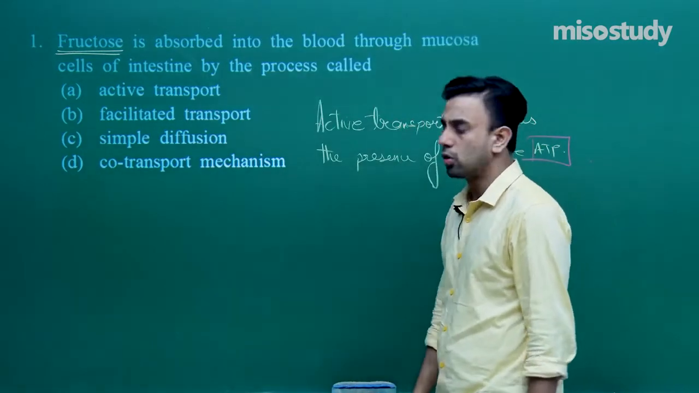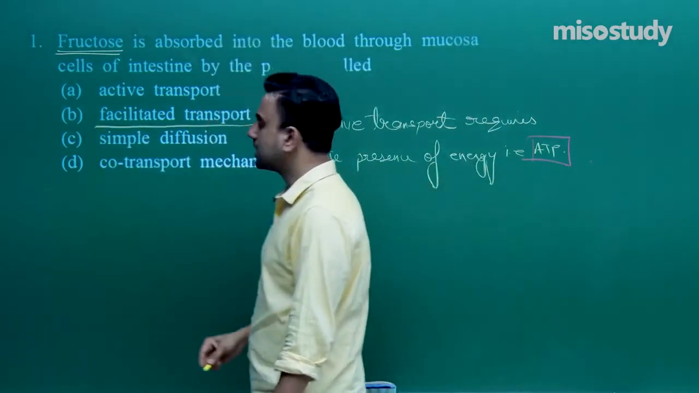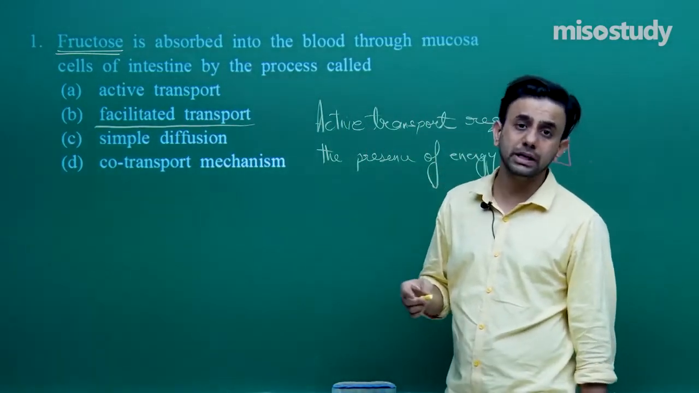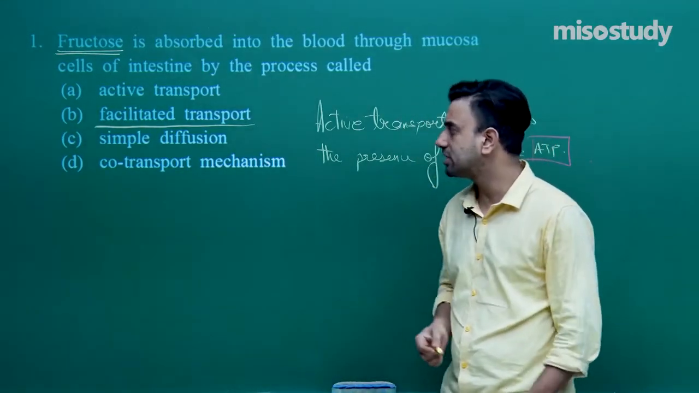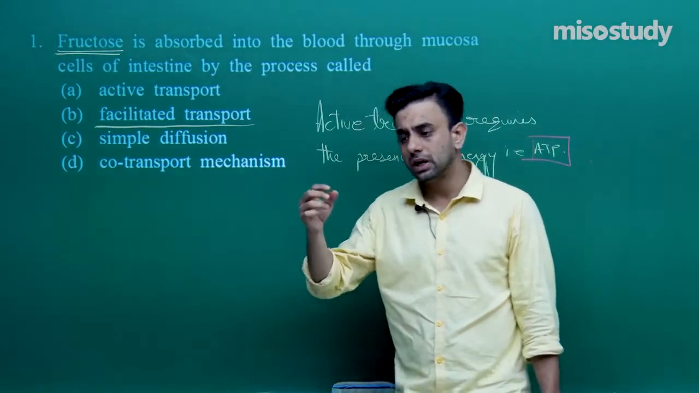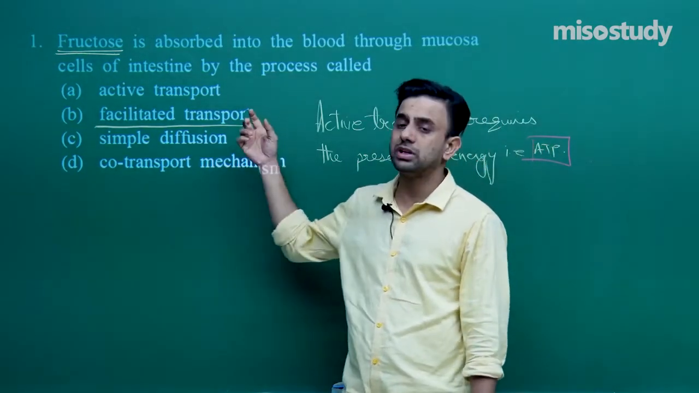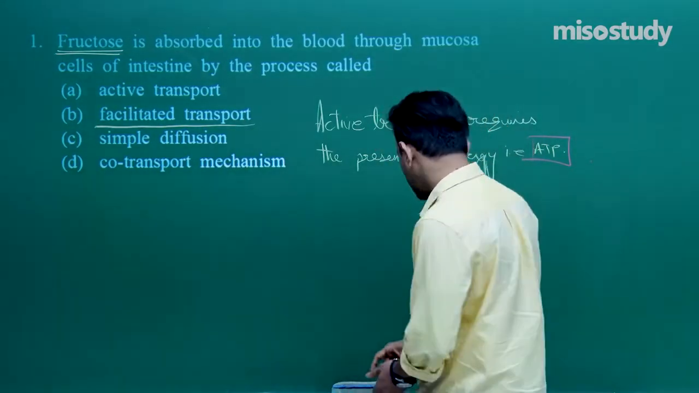Facilitated transport. What do we see here? Facilitated transport is actually a type of passive transport, where no active energy will be utilized. There are transmembrane proteins with the help of which the substance is transferred from one side to the other.